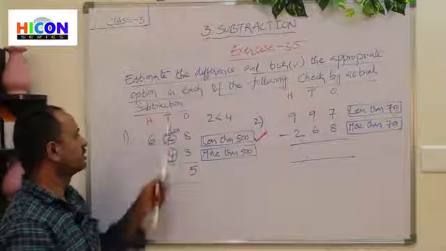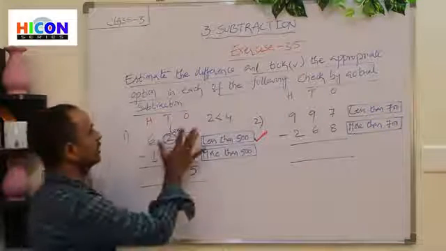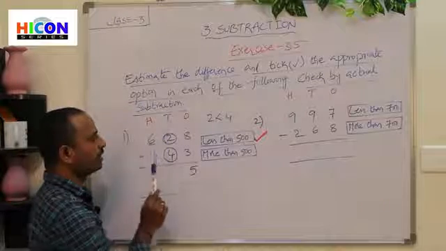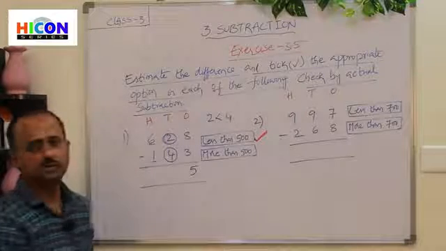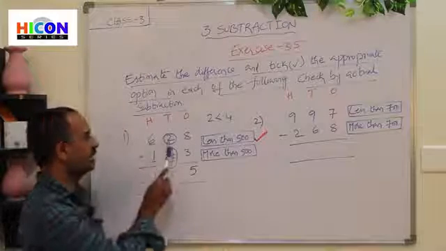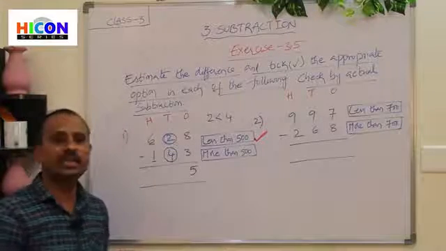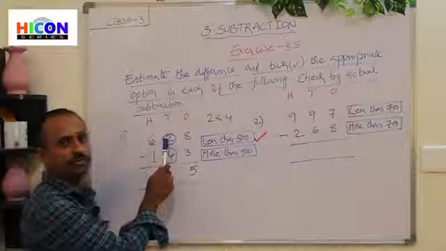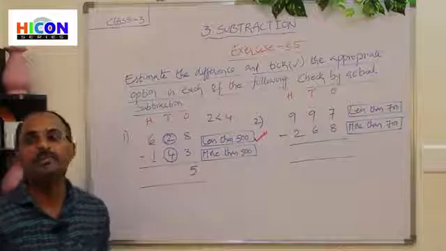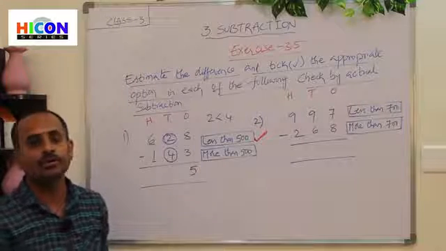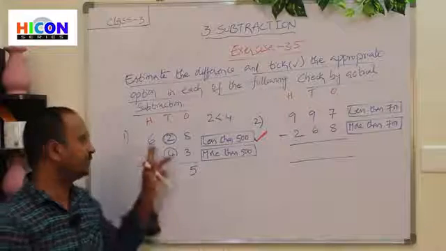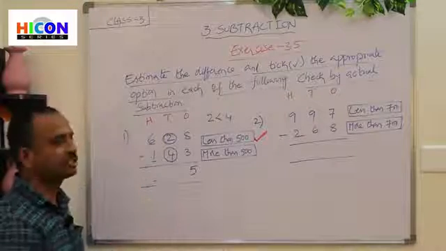Now go to tens place. What are the digits under tens place? 2 and 4 are present in tens place. Here 2 is the smaller number, 4 is the greater number. We cannot subtract 4 from 2 because we cannot subtract a greater number from a smaller number. Then what do we have to do? We have to go to the next place. That means we have to borrow from the next place.